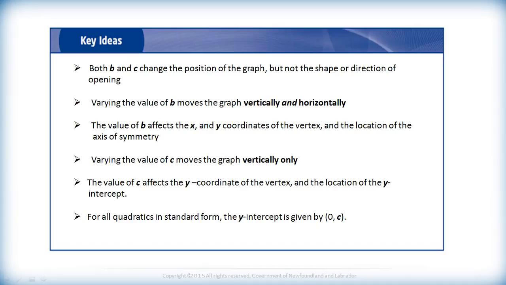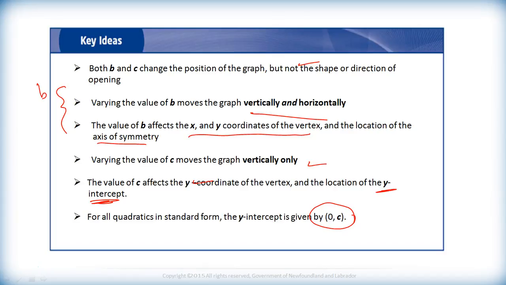So both b and c change the position of the graph, but not the shape or the direction of opening. Varying the value of b moves the graph vertically and horizontally. It affects the x and y coordinates of the vertex and the location of the axis of symmetry. Okay, so that's sort of the b stuff right here. The c stuff moves it vertically only, up or down, and the value of c affects the y coordinate of the vertex and the location of the y-intercept. That's a big one. All quadratics in standard form, the y-intercept is given by (0, c). So the value of c takes you right to your y-intercept. Thanks.